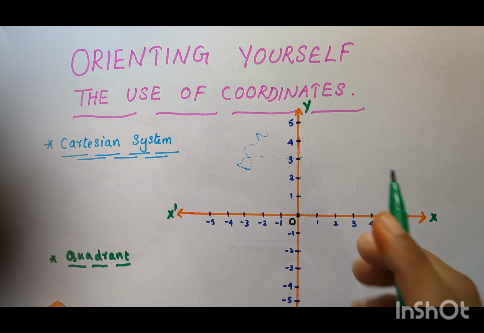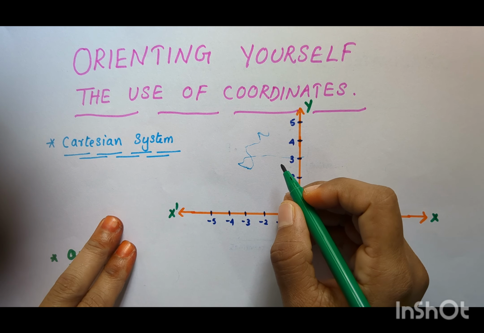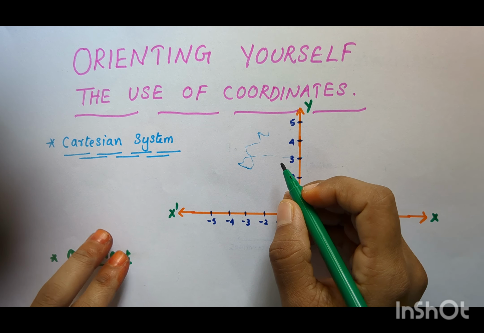Hello everyone, in this video we are going to discuss CBSE Class 9 Ganita Manjari Part 1 Mathematics Chapter 1, Orienting Yourself, the Use of Coordinates. We will be discussing the first portion of this chapter and the rest of the portions will be completed in the coming videos which will be available in the playlist.